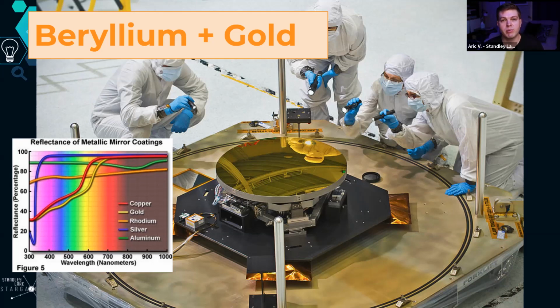Now, why on earth do they use gold for this? This is a perfect example of an engineering trade-off decision. You have to pick not just one variable to maximize for, but you have many different variables that you need to consider and understand how they interplay with each other.